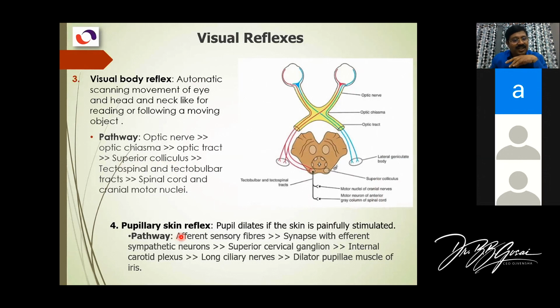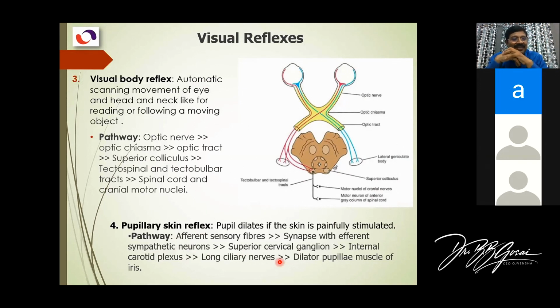Clear? And last is the pupillary skin reflex. When you scratch the skin, the pupil will dilate. So this is from the sympathetic fibers. From the cervical ganglion, they go to the carotid plexus, then go to the ciliary nerves, and then they go to the dilator pupillae. So the pupil dilates when you scratch. Clear? So this is the pupillary skin reflex, and it is mediated by the sympathetic pathway.